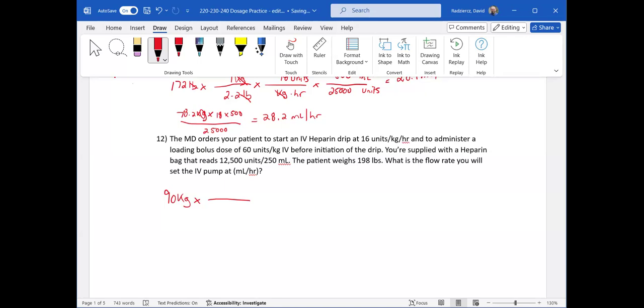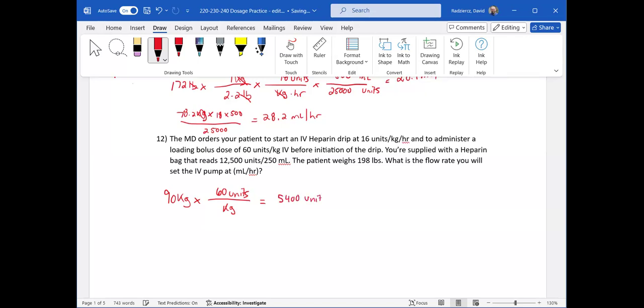It says to calculate the bolus. Oh no, it just says to calculate the flow rate. And it doesn't say anything about calculating a bolus dose, because it just says flow rate. I'm going to calculate the bolus just for extra practice, even though it's not asking for it. And then hopefully, you know, don't give them extra information if they don't ask for it. So 90 times 60, and it would just be 5,400 units. I like it when it's a nice even number.